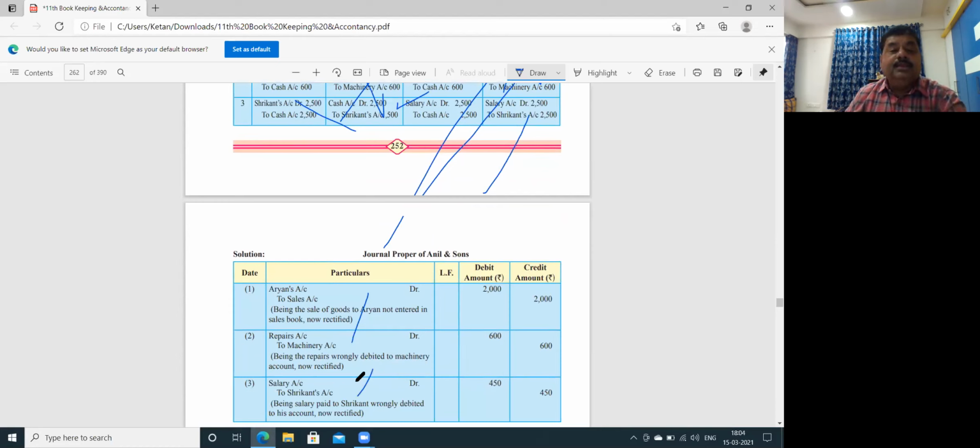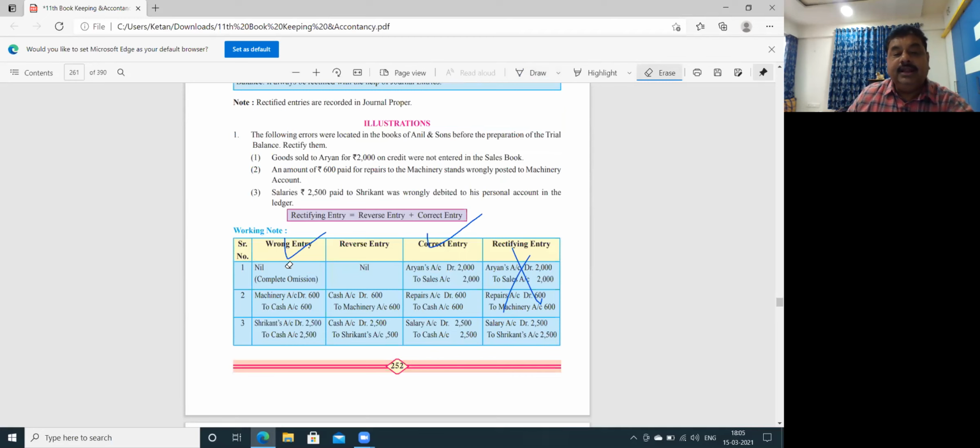Okay. So what I will do, rather we will pass the correct entry. And on the side, we will write the wrong entry. Then we will compare and we will find out the rectification entry. Okay. So in this way, we are going to solve this. Okay. And I will start with the solution, okay, from the next lecture.